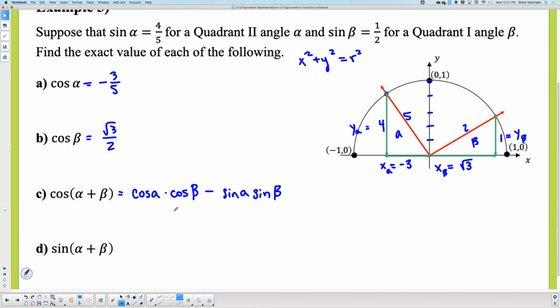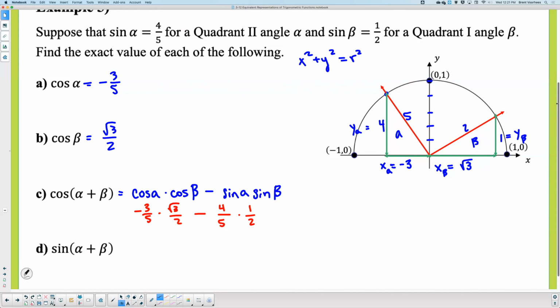Okay, so here's the formula. So now we just plug in. What do we already know? What is cosine A? Look right here. What's cosine A? -3/5. That needs to multiply times cosine B, square root 3/2, minus sine A. Sine A was right up here, 4/5, times sine B, which was 1/2. Do I have a common denominator?